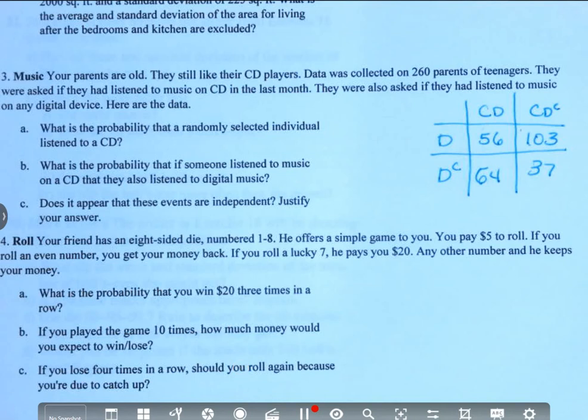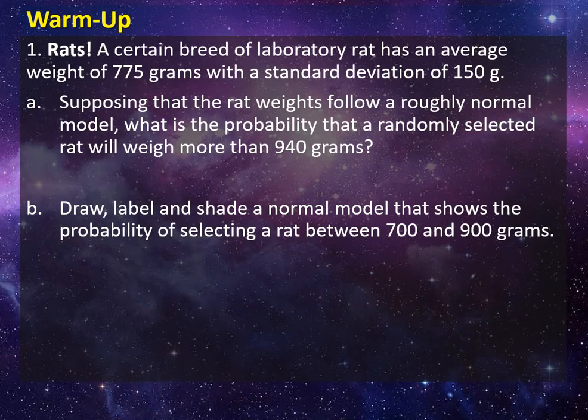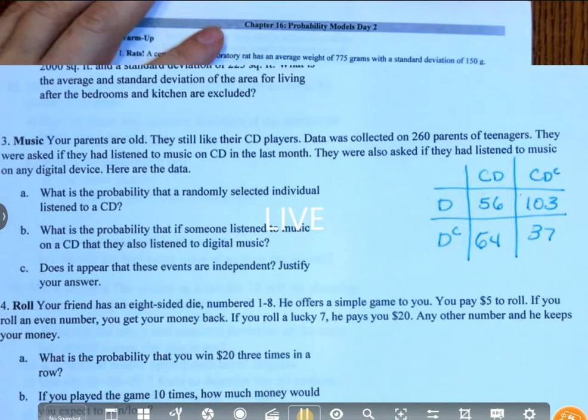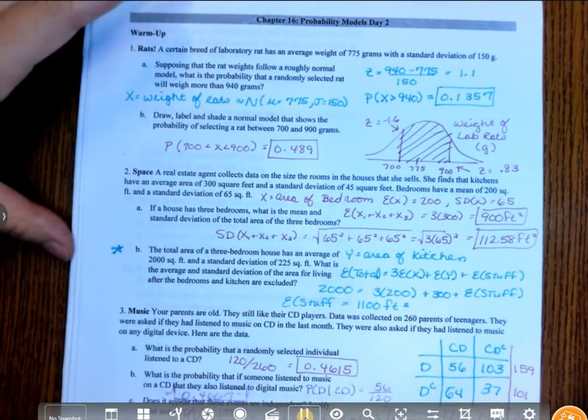So for your warm-up today, we started off with some rats. What we're looking at for this one is a review of the normal curve, our standard deviation and expected value, what happens when we do manipulations with that, and then even back to some basic probability, because all of this stuff builds up together. So let's take a look at the answers for this.